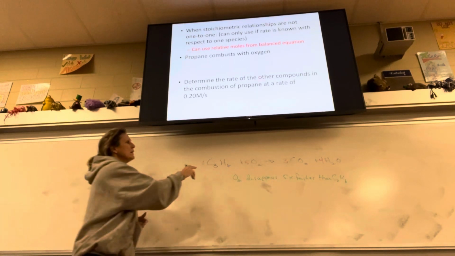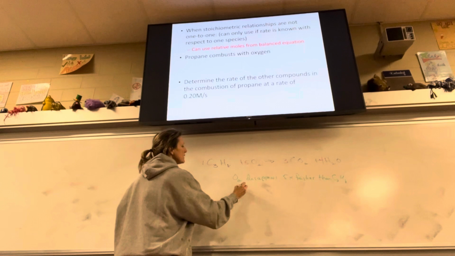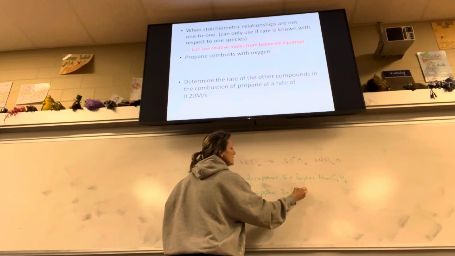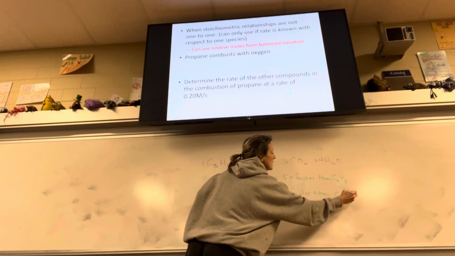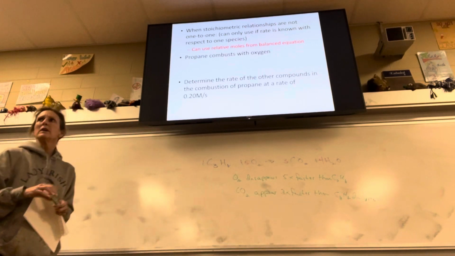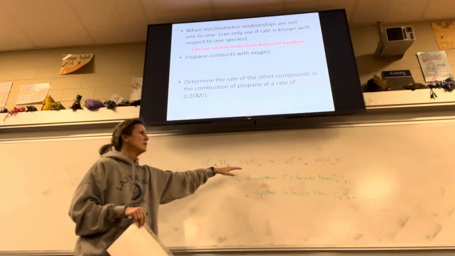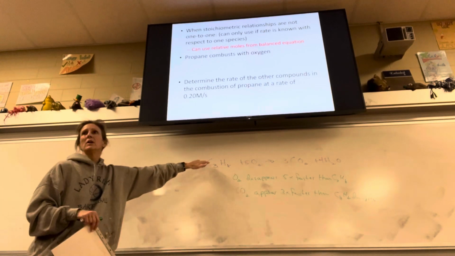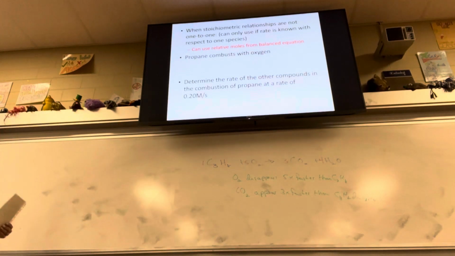Or if we could look at the carbon dioxide, it's going to appear up here 3 times faster than the propane is disappearing. So when we don't have any actual data, we can just use the coefficients here to approximate. We need 5 oxygens for every 1 propane. It's going to make 3 carbon dioxides and 4 waters.